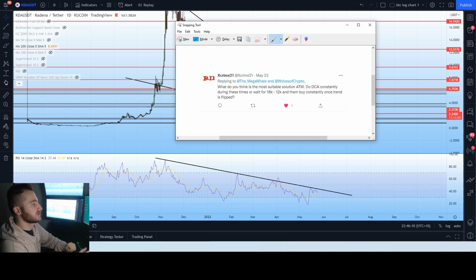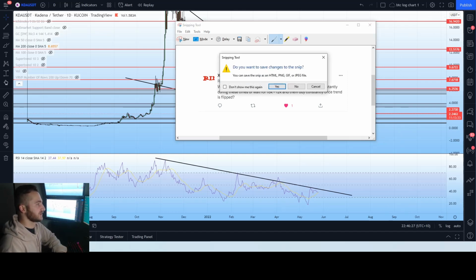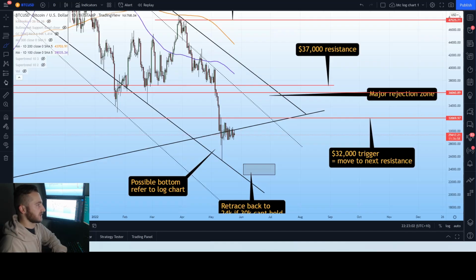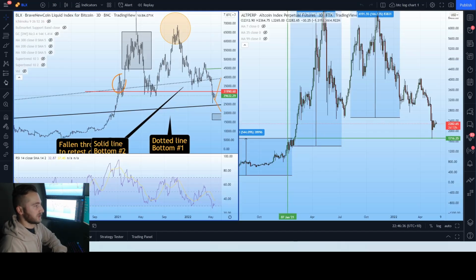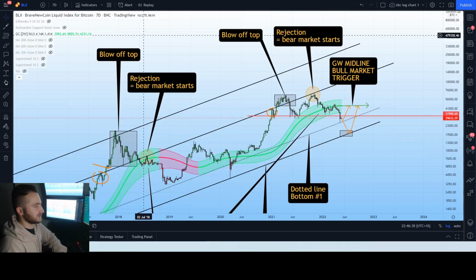He asks, what do you think is the most suitable solution at the moment? I assume you're just talking about crypto in general. Do you dollar cost average constantly during these times and wait for 18 to 12K, and then buy constantly once the trend is flipped? So really good question, and I just want to bring up the Bitcoin chart right now, and specifically this chart here. Nope. I always have problems finding my charts, guys. I have way too many charts. Here it is. All right, cool.